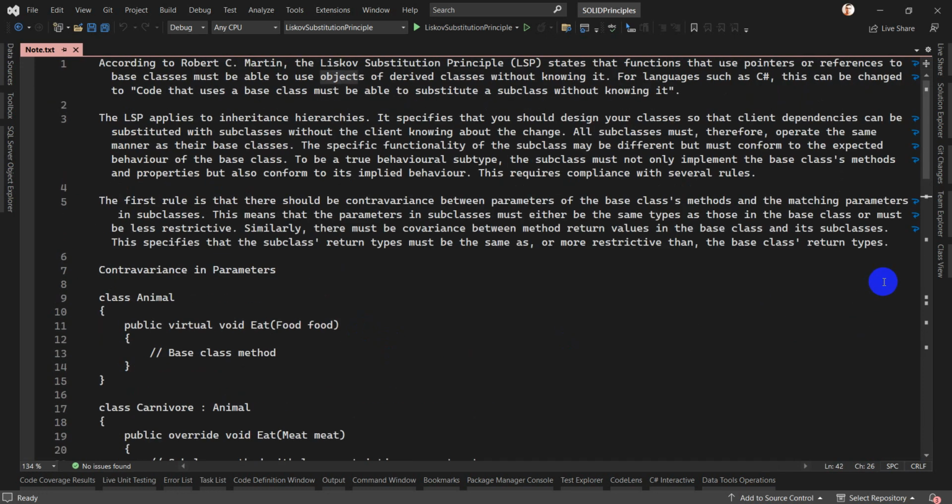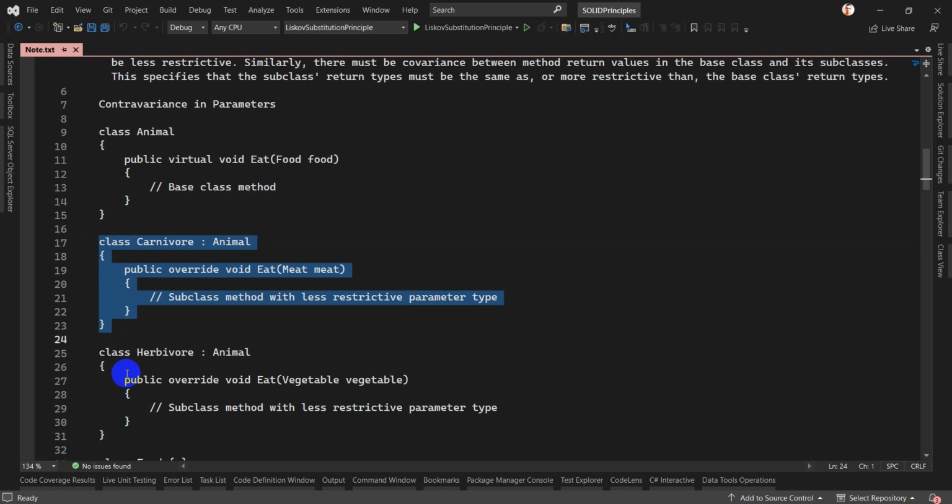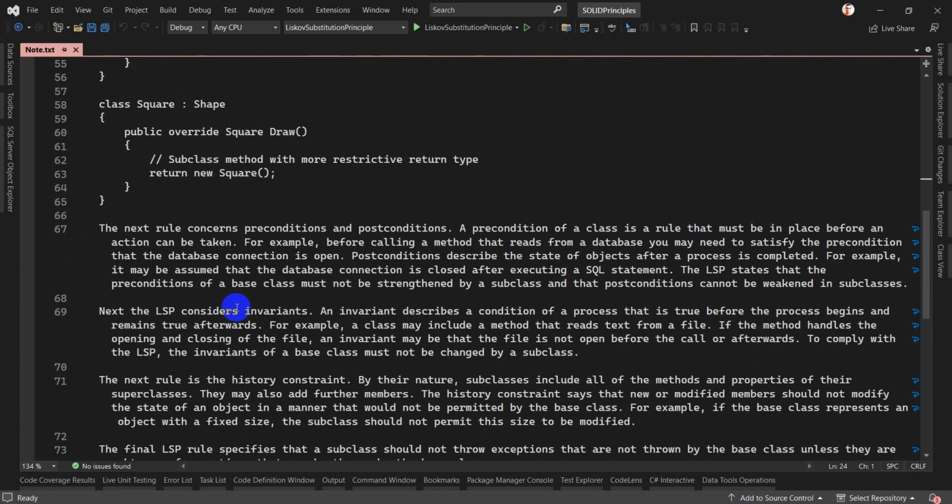So basically, the first rule of LSP is about the input parameters of the methods, as well as the return types of those methods, the methods which are both in the superclass and the subclass. Now let's move on to the next rule.